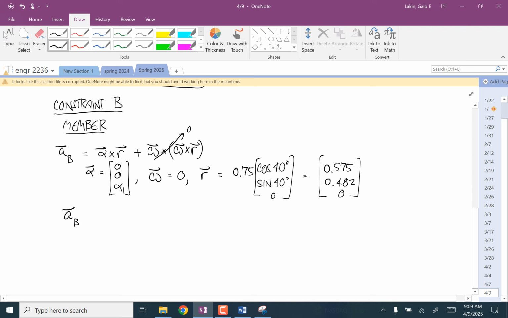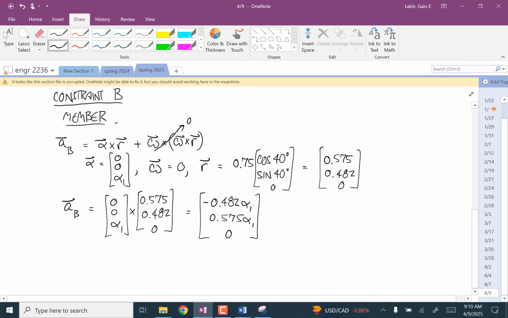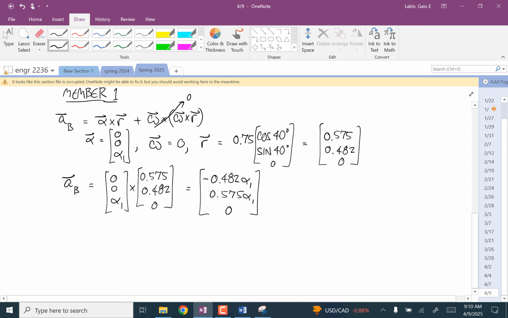So the acceleration at B, according to member 1, is 0, 0, alpha 1 crossed with 0.575, 0.482, 0. X is negative 0.482 alpha 1. Y is positive 0.575 alpha 1. Z is 0. We can leave that off or put it in. This is member 1. And now we'll go to member 2.